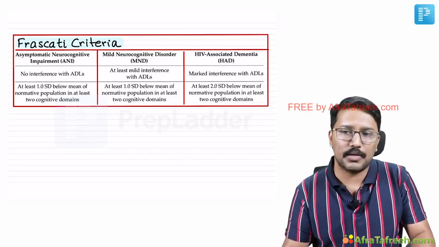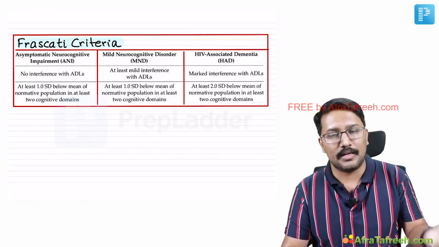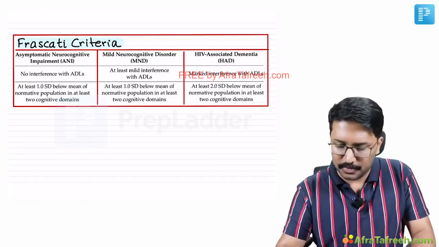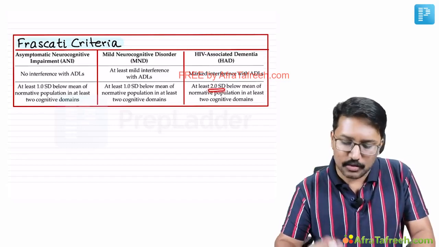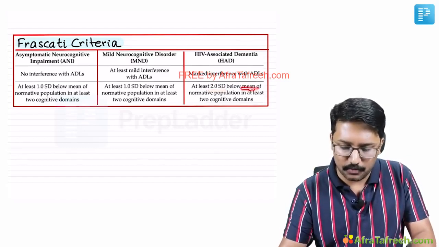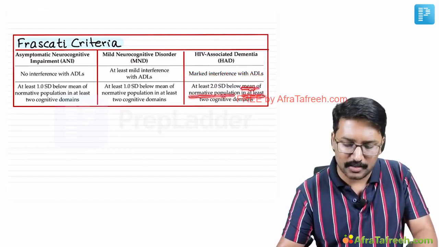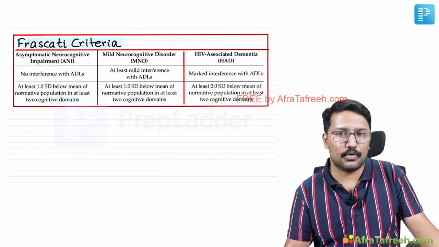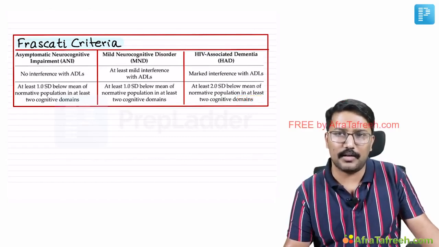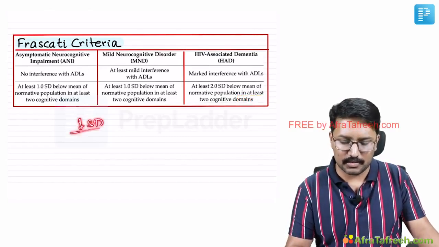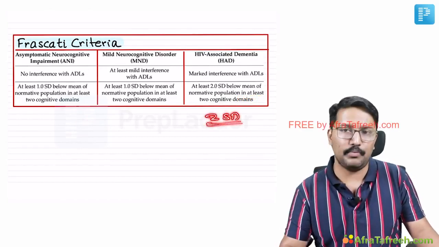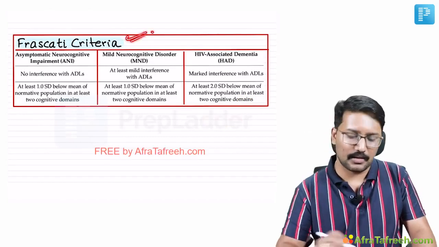And on the cognitive assessment tool, instead of one standard deviation, here the patient will have a significant decline. So his cognitive function will be lower than two standard deviations below the mean of the normative population in at least two cognitive domains. So in case of mild neurocognitive disorder, MND and ANI, we are talking about one standard deviation below the normative mean. Here we are talking about two standard deviations below that, right? This is the Frascati criteria.